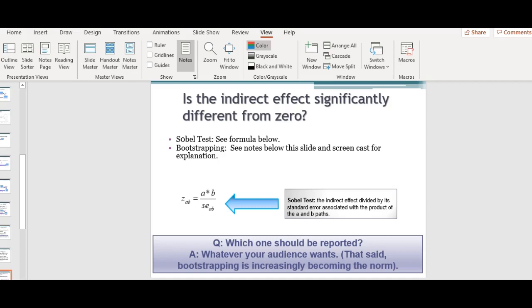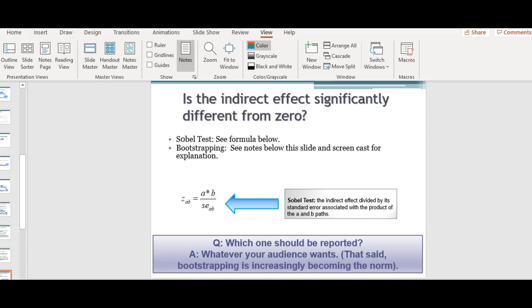Then all of those A times B paths, it will take the mean of those. And that is going to be your estimate of the indirect effect in your study. That's what you'd report in your journal or in your presentation. So it takes all these indirect effects and averages them out. And this is supposed to be much more stable than the one that you have in your sample.